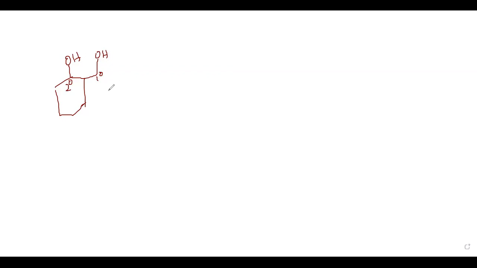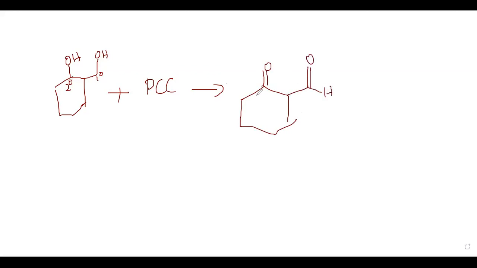So there you are adding PCC. Pyridinium chlorochromate is a drastic oxidizing agent. It oxidizes anything that comes in its way. So immediately you will get a double bond O here and a double bond O here. The secondary alcohol will be converted into a ketone. The primary alcohol converts into an aldehyde.